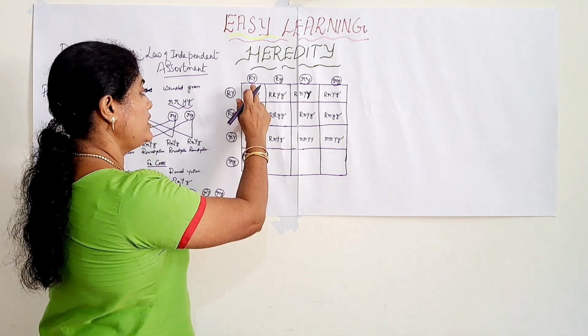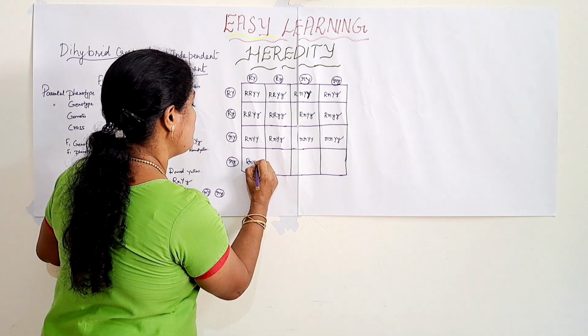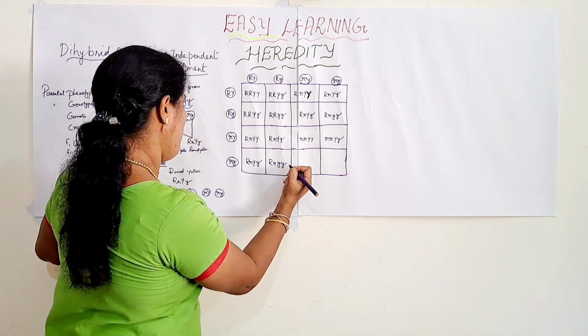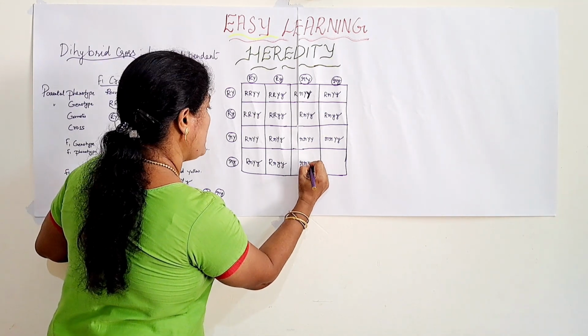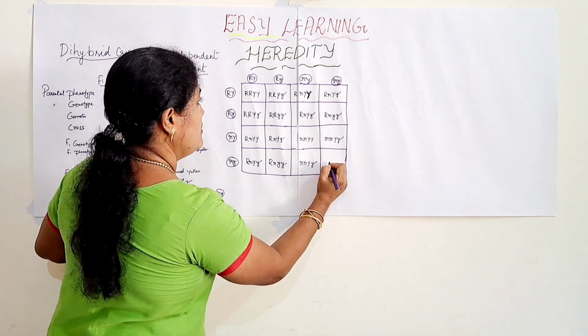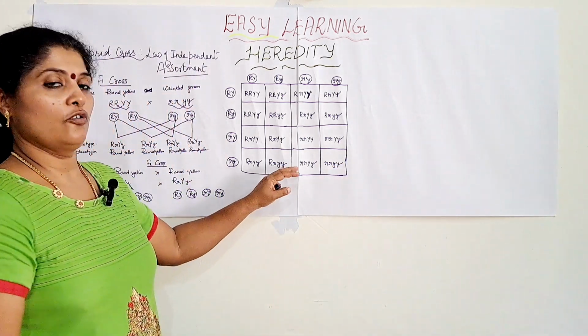Next, this with this. Capital R, capital Y, small y. Capital R, small y, small y. Small r, capital Y, small y. And small r, small y, small y. So, the crossing is over.